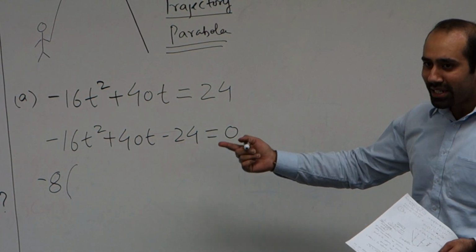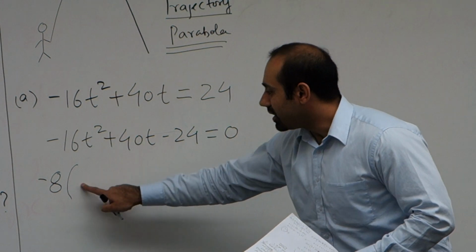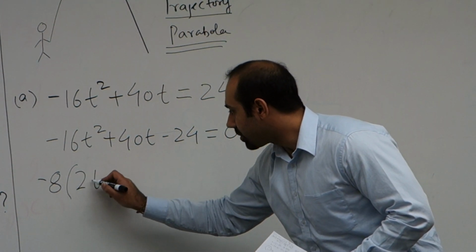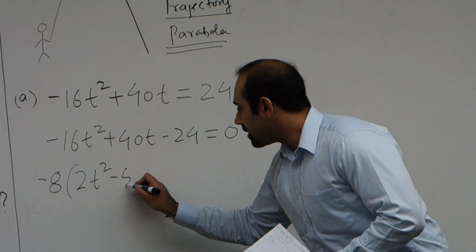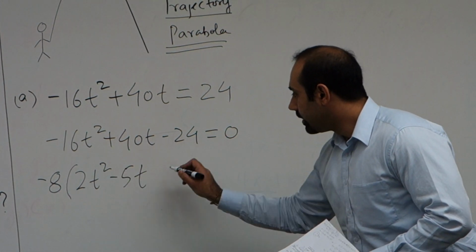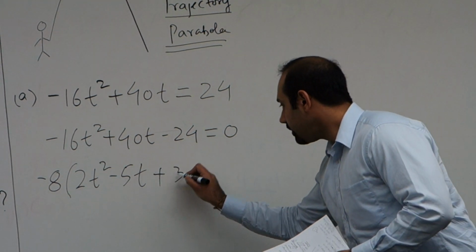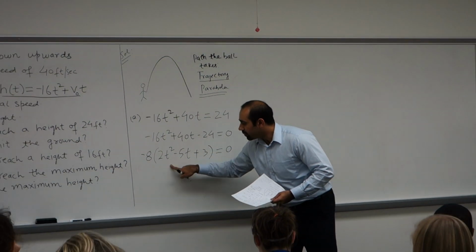So if you pull out the greatest common factor, which is negative 8 in this case, what do we have in the parentheses? 2t squared. What would be the second piece? Minus 5t, plus 3. So that equals 0. So after this step, we have a product of two factors equal to 0.